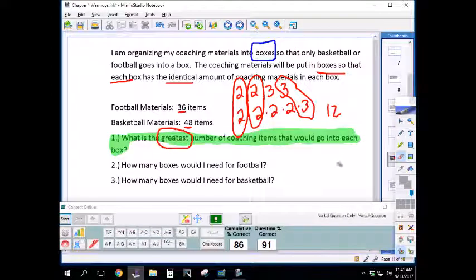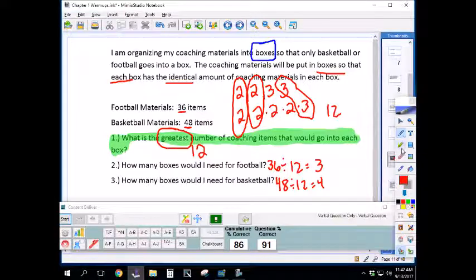Now, we'll just kind of do this one together. If we know that the greatest number of coaching items that would go into each box would be 12, how many boxes am I going to need for football then? I'm going to take 36 items and I'm going to divide them up into the 12 that are going to go into each one. That's going to give me 3 boxes, right? And then for basketball items, Alec, what are you doing? For 48, we're going to do 48 divided by our GCF, and that's going to give us 4. Does that make sense? Okay.